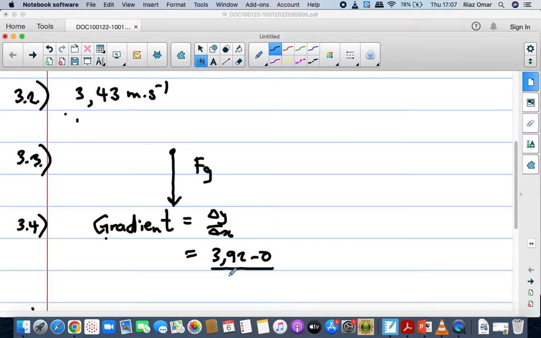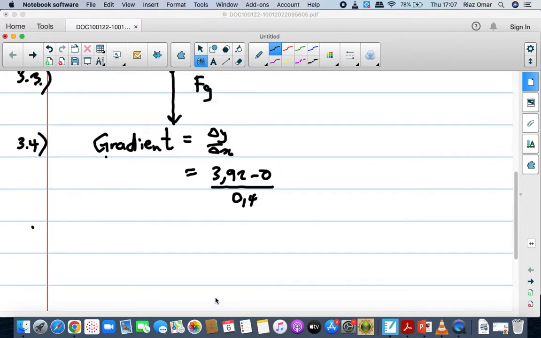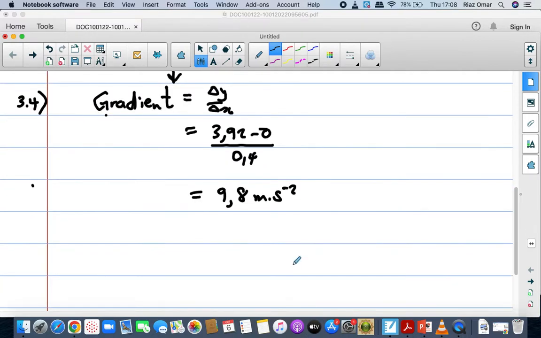And that will be equal to 0,4, and if you work it out, you can say 3,92 divided by 0,4. Let's take our calculator, and then it's 3,92 divided by 0,4. So that gives you 9,8 meters per second squared. So that will be the gravity using the gradient on the graph.